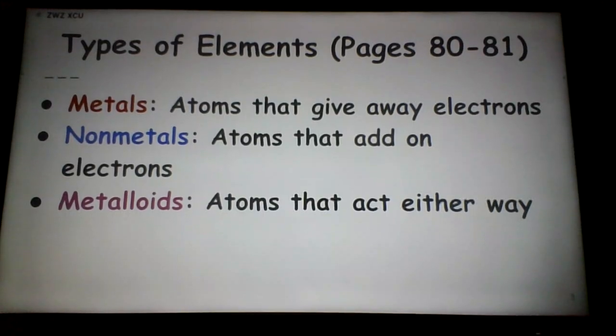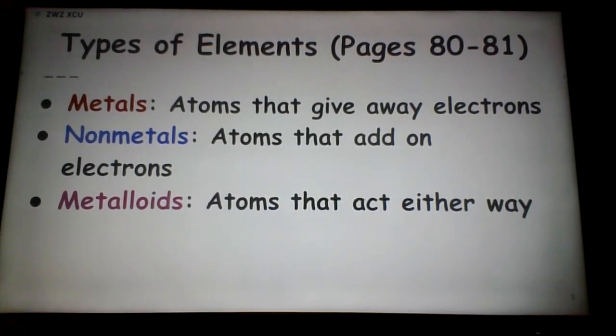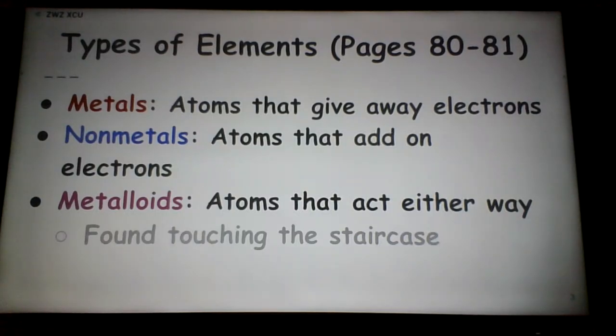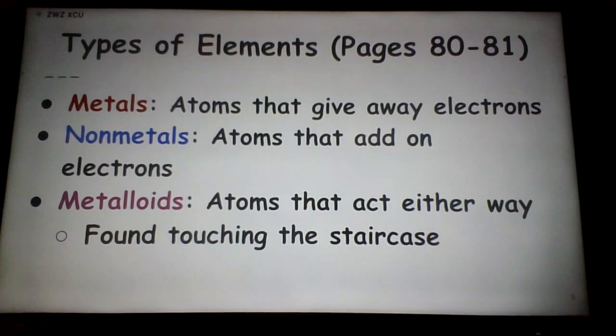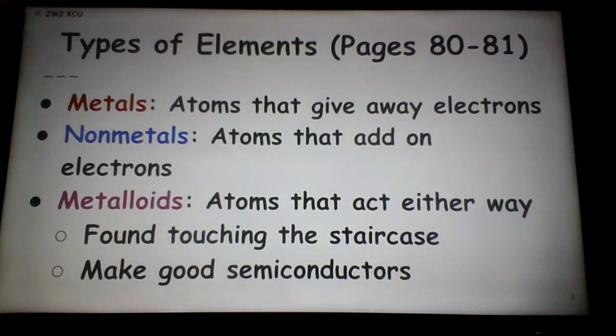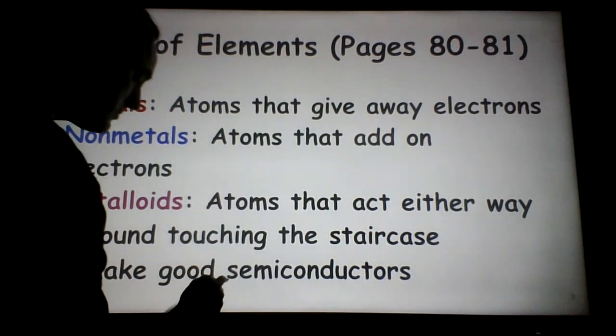And those could act either as metals and give away valence electrons, or as nonmetals and add on those valence electrons. And usually, especially for an element like boron, number 5, the hotter the element is, the more metallic, or likely that a metalloid will give away electrons. And the cooler the temperature of the atom, then the more likely to be nonmetallic and add on those electrons. And again, these are found touching that staircase that you're going to see on many periodic tables that you encounter. Those make good semiconductors.